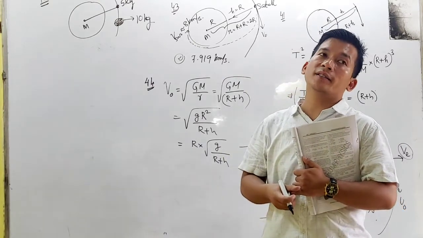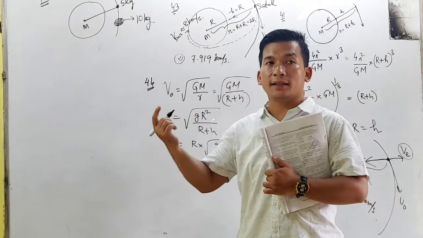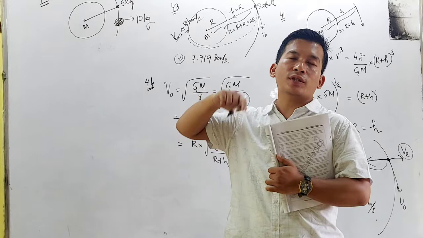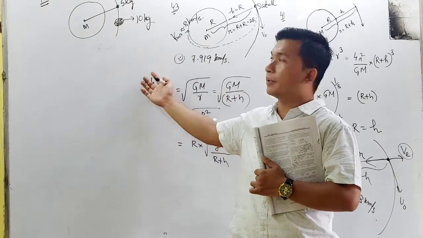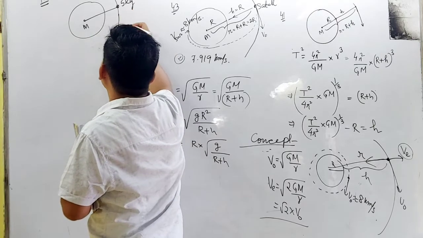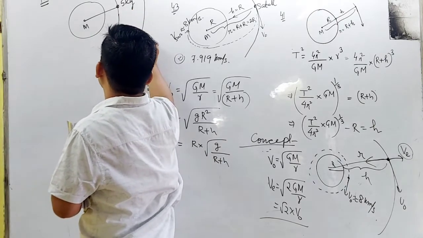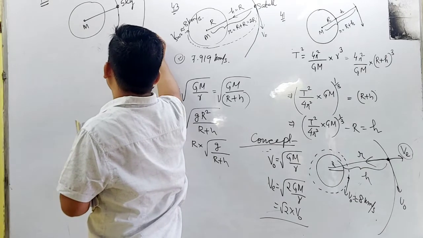You have to compare the radius of these two satellites, these two geostationary satellites. This is not the actual diagram. The actual diagram is the question-based diagram. It should be like this. This should be equal to 10 kg.